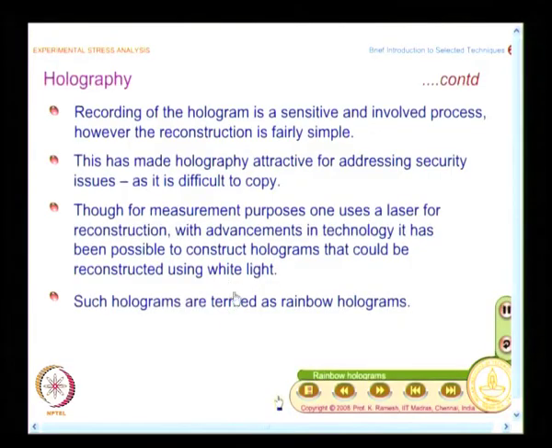And these holograms are named as rainbow holograms. Why are they called rainbow holograms? There is a reason behind it. Many times you do not know how to even look at the hologram, how to look for information, and we will see what these rainbow holograms are.